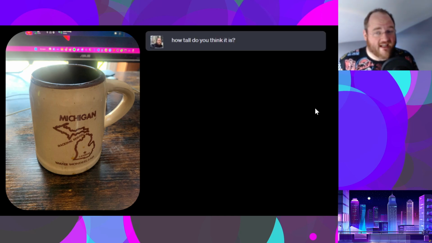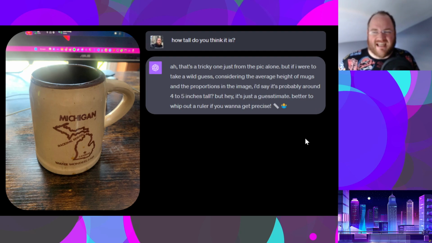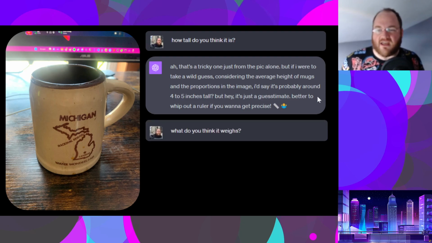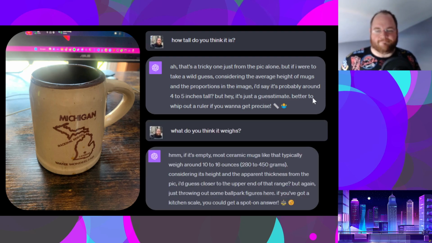How tall do you think it is? Tricky to say, maybe 4 or 5 inches tall. Just a guesstimate. Better whip out a ruler if you want to get precise, okay? What do you think it weighs? If it's empty, a lot of mugs like this would be 10 to 16 ounces, but it's pretty thick, so probably on the upper end of that range. Hard to know. Again, it sort of understands its own limitations in some ways here.